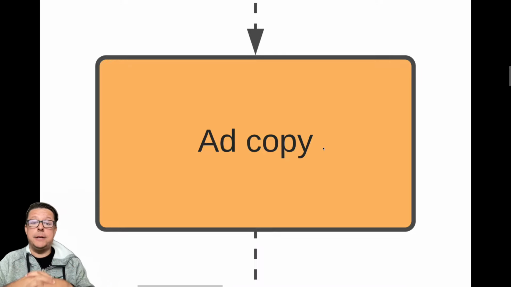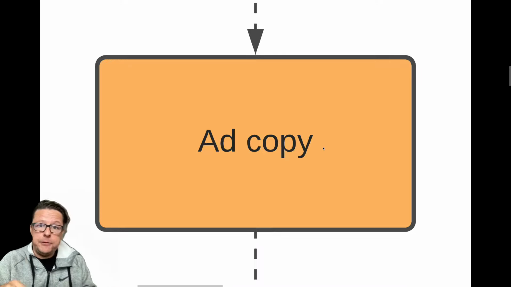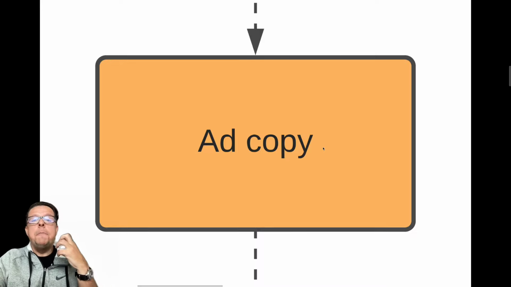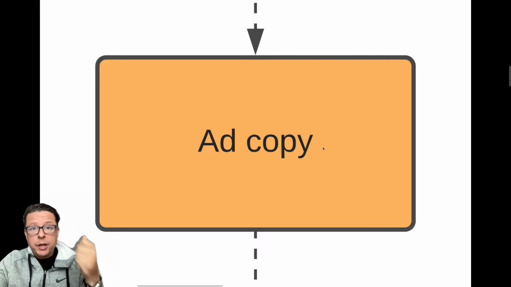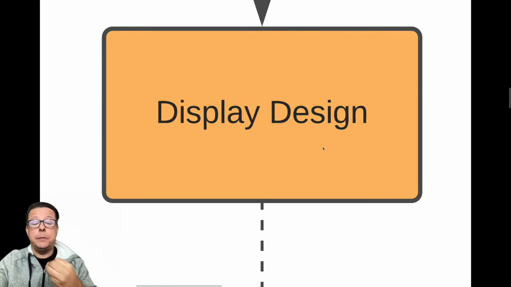My favorite is 6-minute abs. I tell that to everybody. It's the best ad copy in the world. You know exactly what you're getting. But the better you can convey your message clearly, convincingly, and optimistically, the more likely you are to improve your search campaigns. The next is display design.